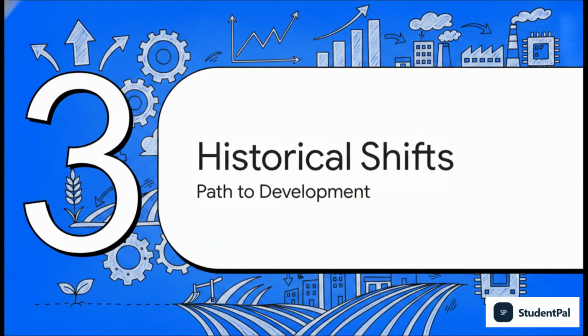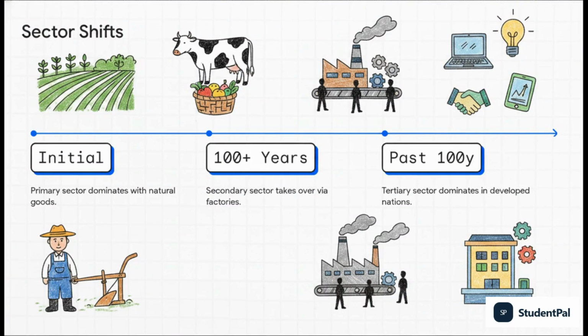All right, section 3, historical shifts in sectors, or how economies basically grow up. So we know how to measure an economy, but economies aren't static, right? They breathe, they change, they evolve. How do economies normally transform over time as a country develops?